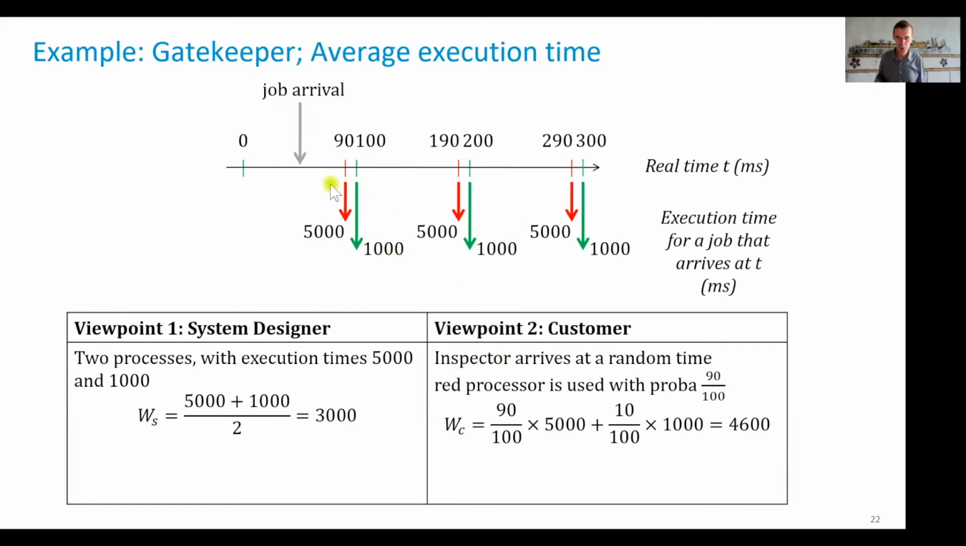Well, with large probability, which is 90%, you will fall in the first interval and you will be allocated to the red processor. So with probability 90%, your execution time will be 5,000. And with probability 10%, it will be 1,000. So your average execution time that you will measure will be 4,600. So the quantity measured by an inspector has nothing to do with the quantity measured by the system or the institution that's delivering the resources here.